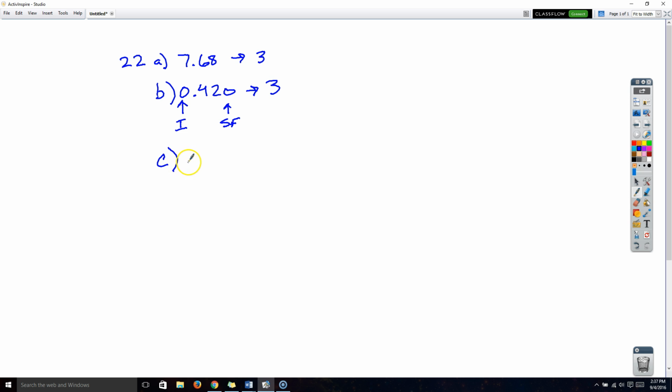For letter C, we've got 0.073 meters. This one only has 2 significant figures. Remember, leading zeros, as long as there's not a non-zero number here, leading zeros, even with the decimal, are not significant. They are important because they tell us the magnitude of the number, but the only numbers here that are significant are the non-zero numbers after the decimal, and if I had another 0 here, it would be significant because it's after the decimal after some numbers, but this one's only got 2 sig figs.